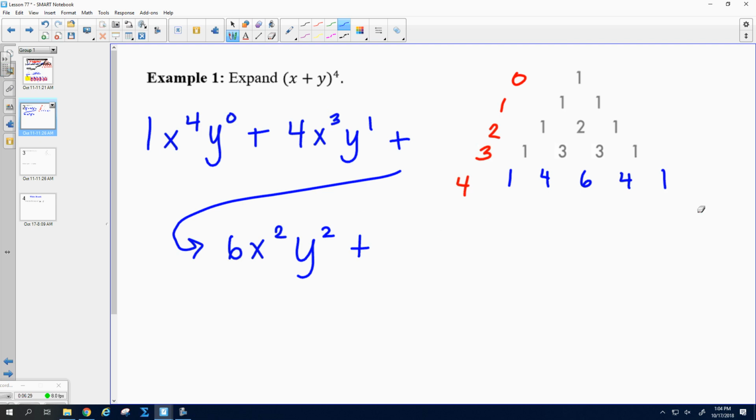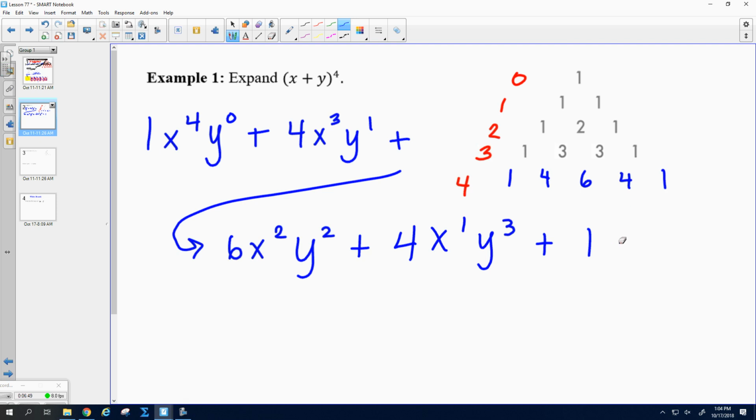All right, my next coefficient, Jake, is what? Good. And Hannah, my x is going to be to what power? And Aaron, my y is going to be to what power? Good job. Plus. Now I'm on the last term because I have a 1 right here.